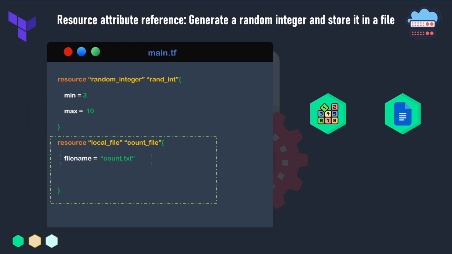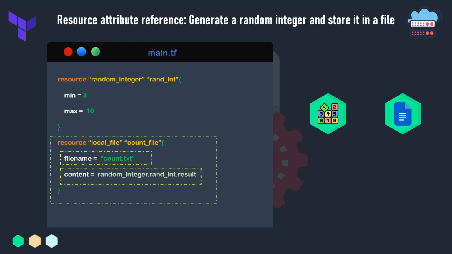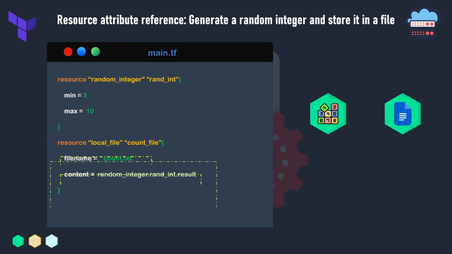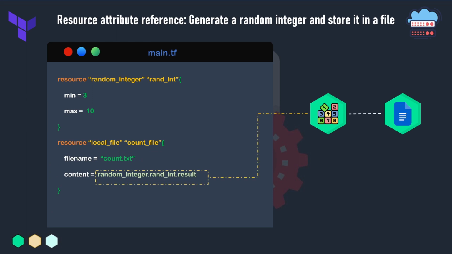We will give the value count.txt to the filename argument, and the content argument will be set to the integer generated using the random provider. The integer can be accessed using an attribute called result of the randint resource, and we can reference it in the resource block of the local file like that. So first of all, we mention the resource type, which is random_integer, followed by the resource name, which is randint, and finally the attribute name, which is result. And this is what will make the file depend on the random integer.